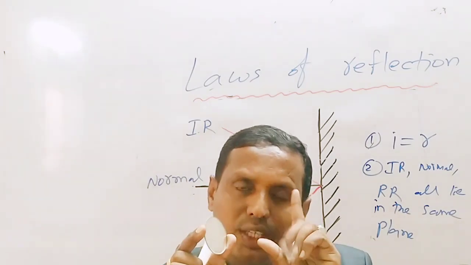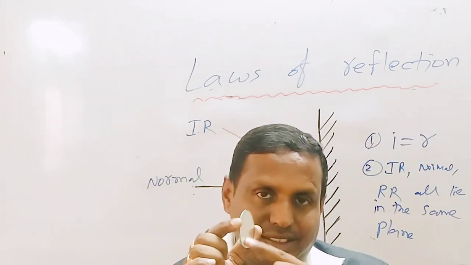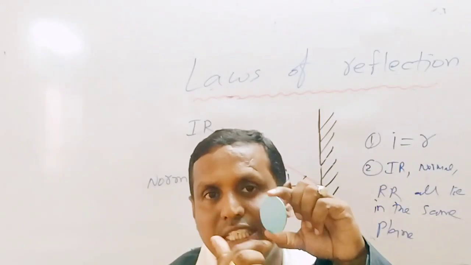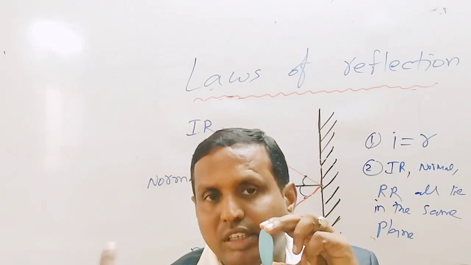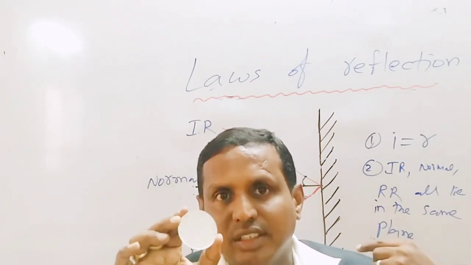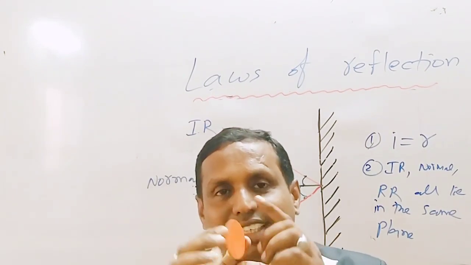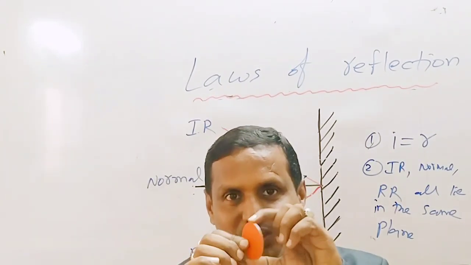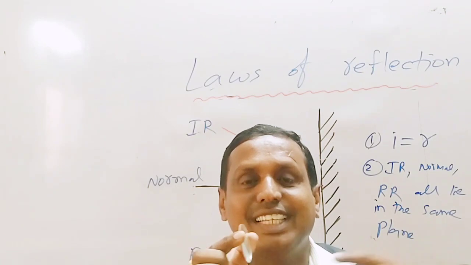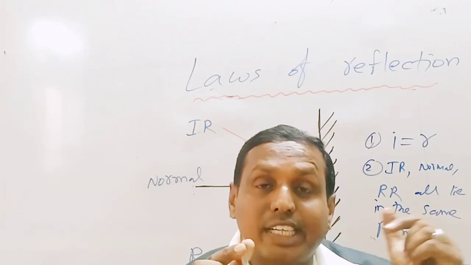Every mirror has two surfaces, inner surface and outer surface. In the concave mirror, the inner surface acts as a reflecting surface. The outer surface is silvered, so there is no chance for reflection. Only this side there is a chance for reflection. Okay, this is concave mirror. Similarly, this is convex mirror. See here, this is the inner side, this is the outer side. In the case of convex mirror, the outer surface acts as a reflecting surface.